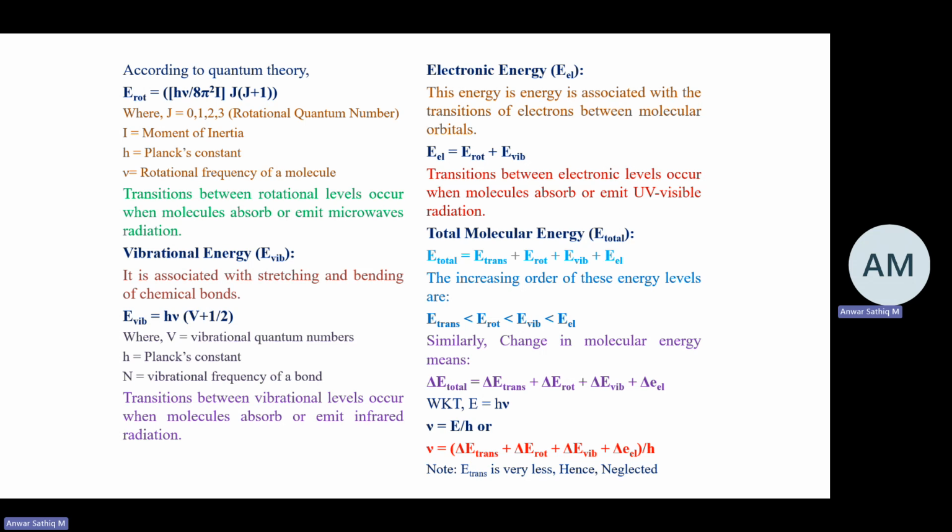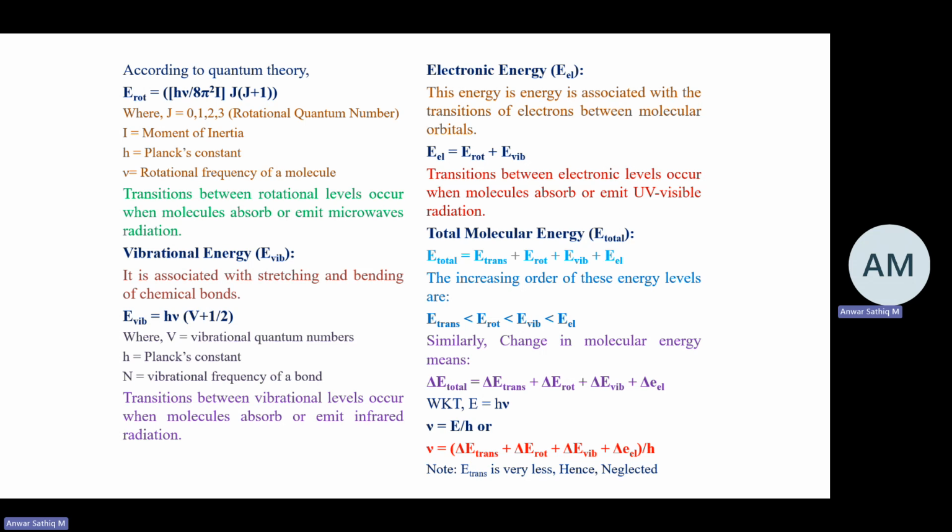I is the moment of inertia, h is Planck's constant, nu is the rotational frequency of a molecule. Transitions between rotational levels occur when molecules absorb or emit microwave radiation. At the time of interaction of microwave radiation with a molecule, change in rotational energy levels alone takes place.